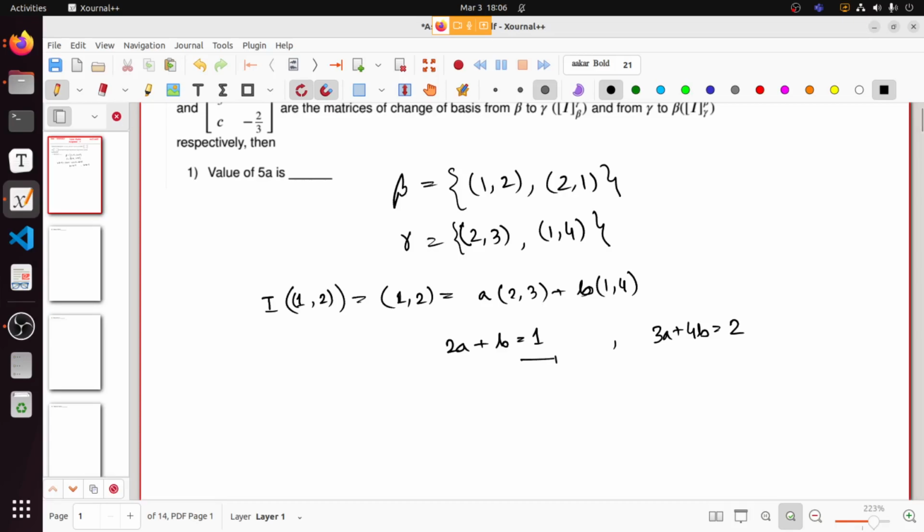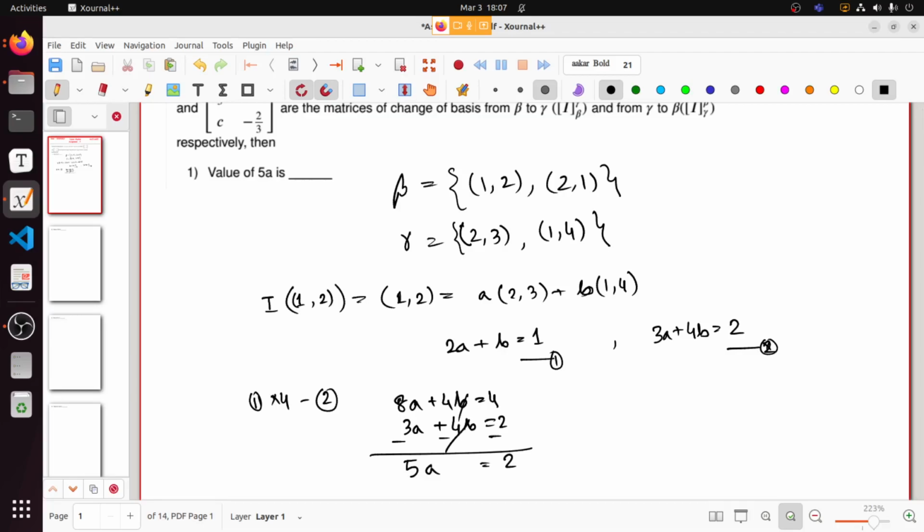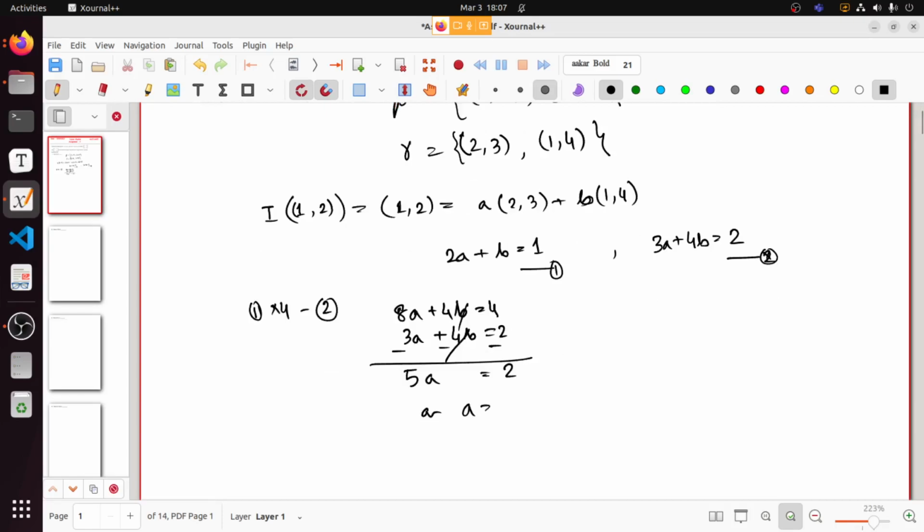Multiply the first one by 4 and the second one by 1, and then subtract. So you will get 8a plus 4b equals 4, 3a plus 4b equals 2. If you subtract, you will get 5a equals 2, or a equals 2 by 5. So what will then be b? b will be 1 minus 2a, 2 into 2 by 5, which means 1 minus 4 by 5. So 1 by 5.